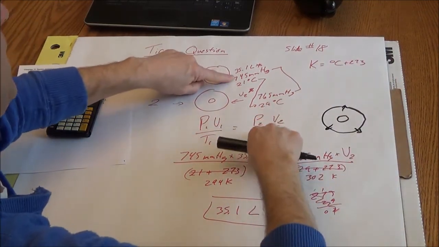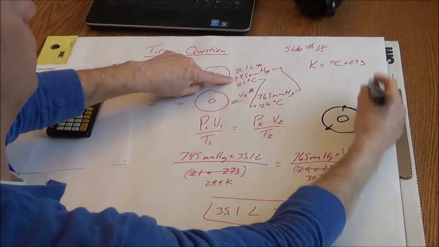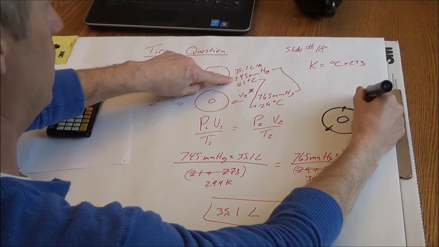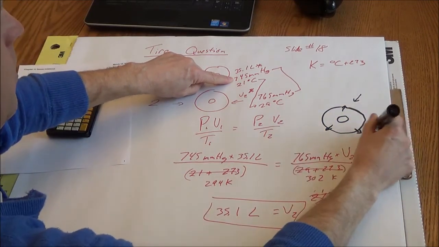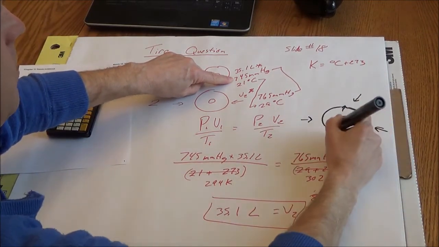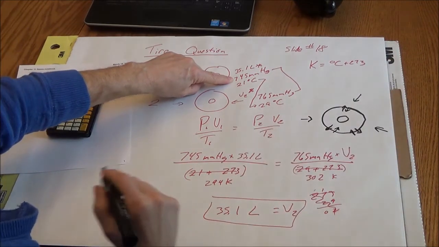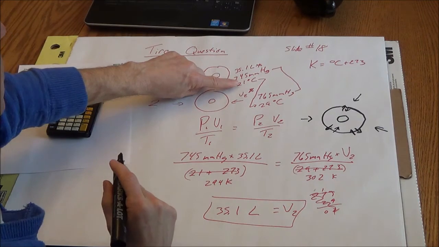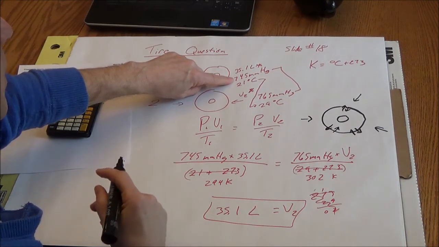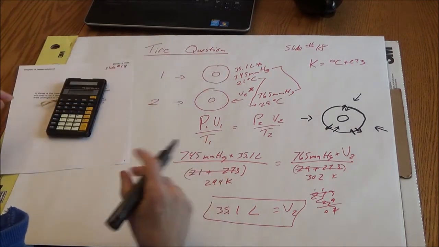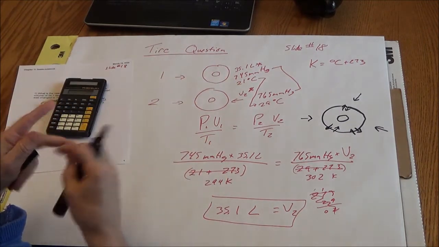But the pressure on the outside, the external pressure, increased. So it was 745 and it went up. It got bigger. Well, a bigger pressure on the outside would tend to make the tire want to shrink. And what ended up happening is I negated my temperature increase, negated my pressure increase, and the tire stayed the same size. So that's our first example of using the combined gas law.